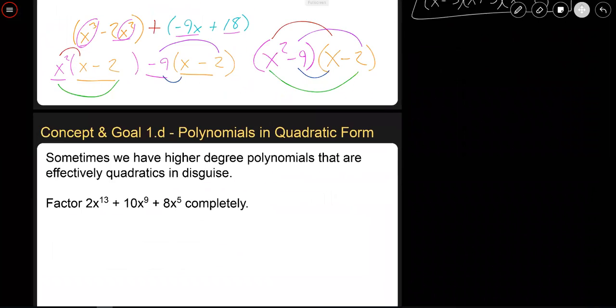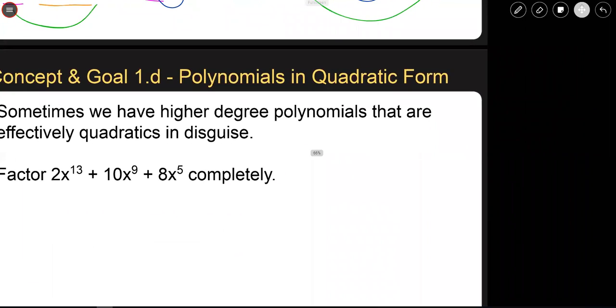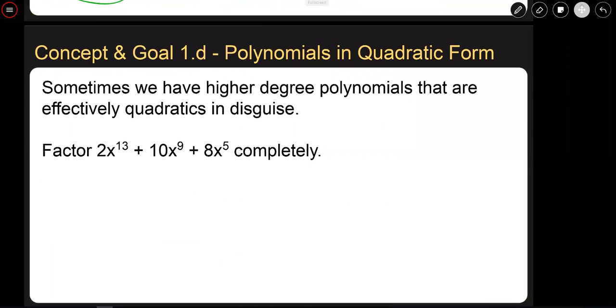All right, let's move forward. Concept and goal, 1.d. Polynomials in quadratic form. So sometimes we have higher degree polynomials that are effectively quadratics in disguise. So what the heck do I mean by that? Quadratics in disguise. Well, let's try this problem out and see what's going on here.